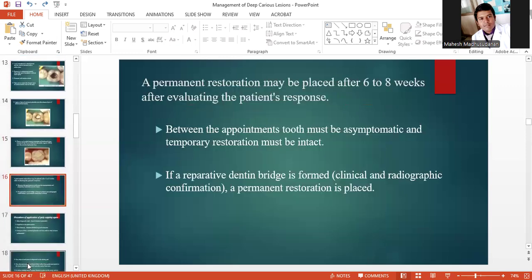A permanent restoration may be placed after 6 to 8 weeks after evaluating the patient's response. Between the appointments, the tooth must be asymptomatic and the temporary restoration must be intact, and if a reparative dentin bridge is formed, a permanent restoration is placed.